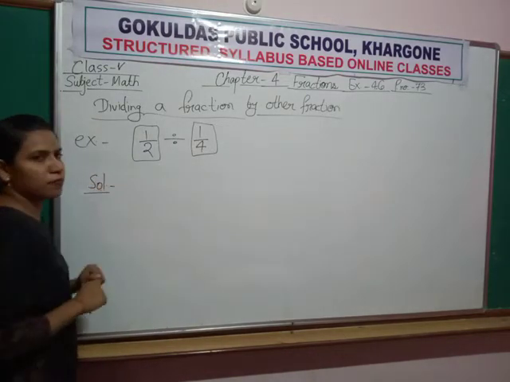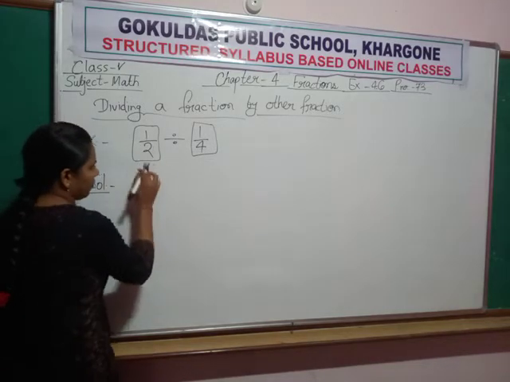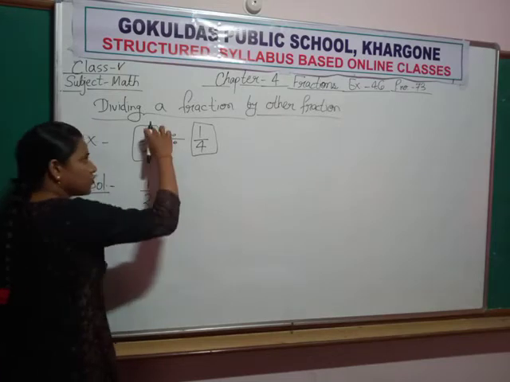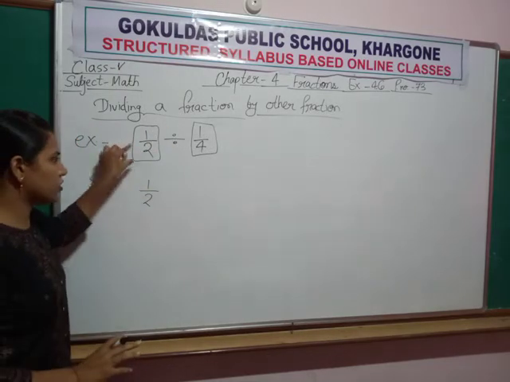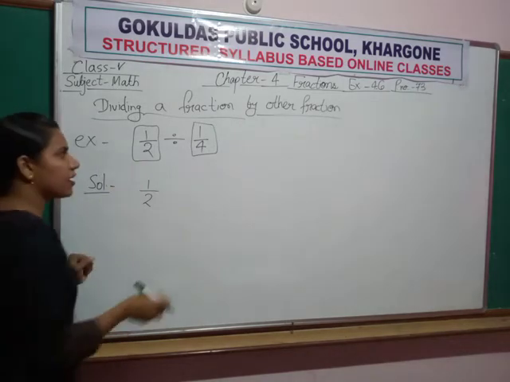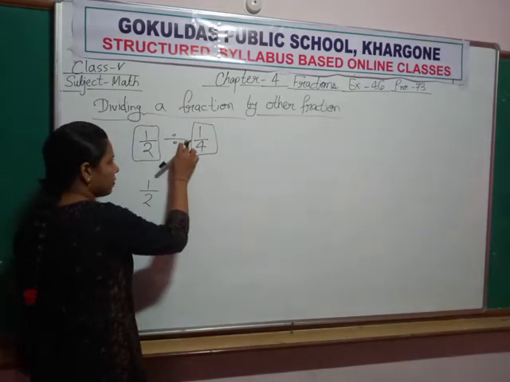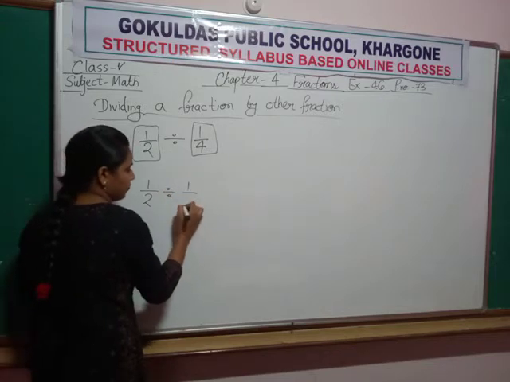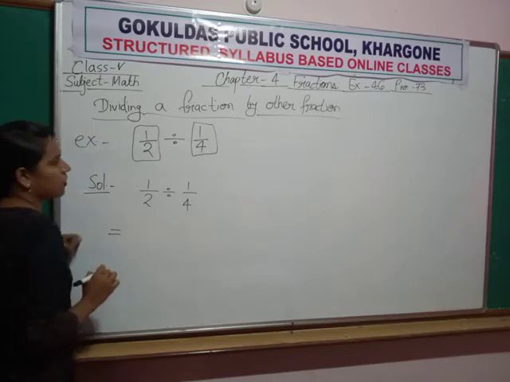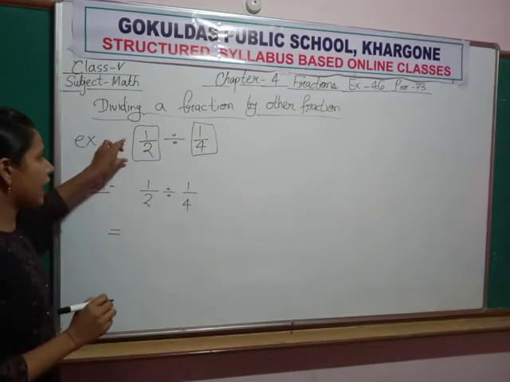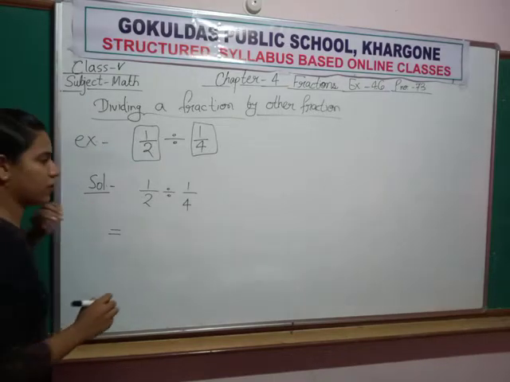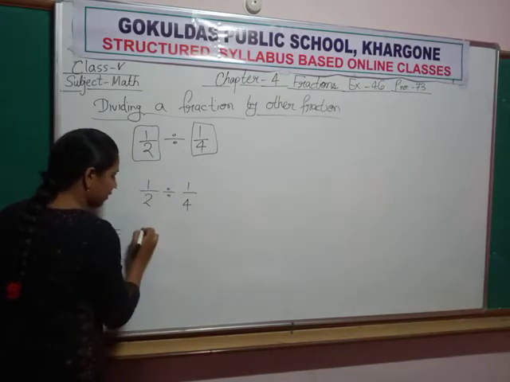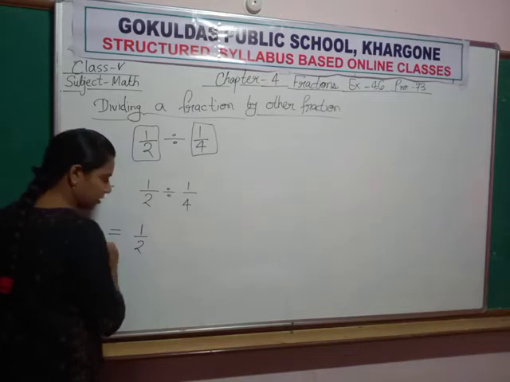In the solution part, remember what you will do. Write the dividend as it is. The dividend is 1 upon 2. So write this first number as it is. Now make this sign, the division sign. In the first step, I have rewritten the given question. Now in the next step, what will you do? Copy down this dividend as it is, that is, write 1 upon 2 as it is.